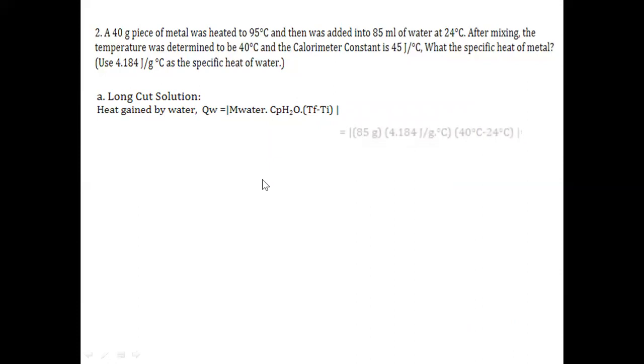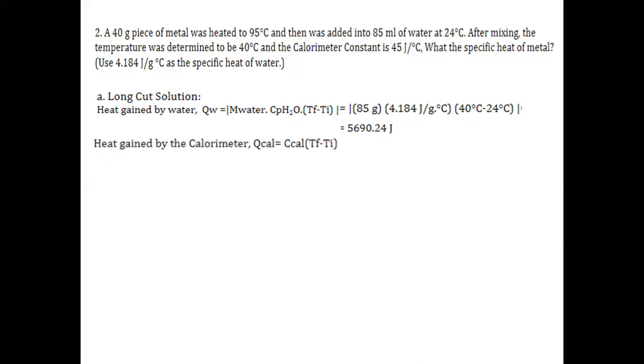Now let's plug in the values. This gives us the mass of the water at 85 grams multiplied by the specific heat of the water at 4.184 joule per gram degree Celsius times the change in temperature, the mixing temperature at 40 degrees Celsius minus the initial temperature of the water inside the calorimeter at 24 degrees Celsius. This gives us a value of 5,690.24 joules.